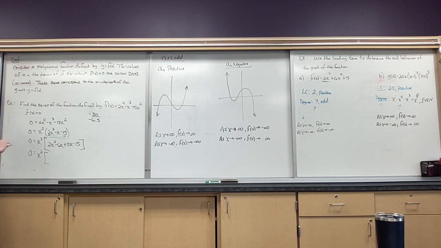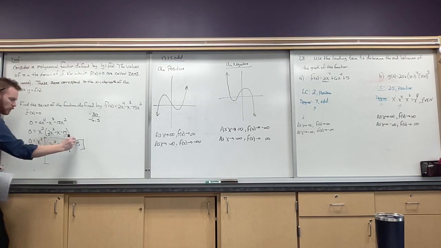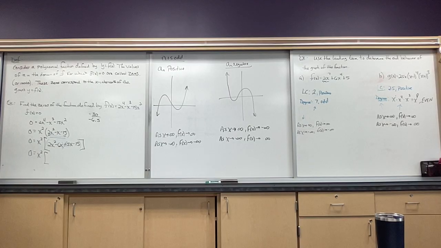Next step, factor by grouping. So group the first and last 2 terms and take out a GCF. So the GCF out of the first term would be a 2x, and that will give me a x minus 3.